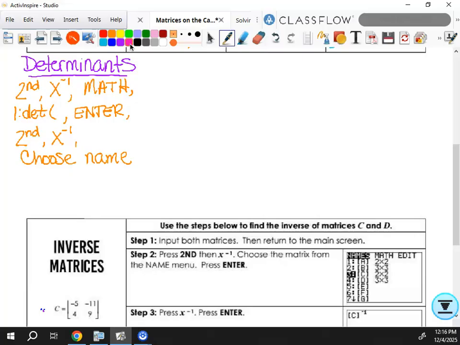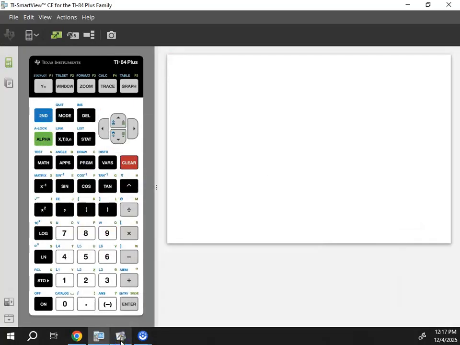So the notation for determinant is either the DET like this, or I could say determinant of C. It looks like absolute value, but it's not. And then we're also going to find the determinant of D. Okay. Got all that written down. All right, so here we go.